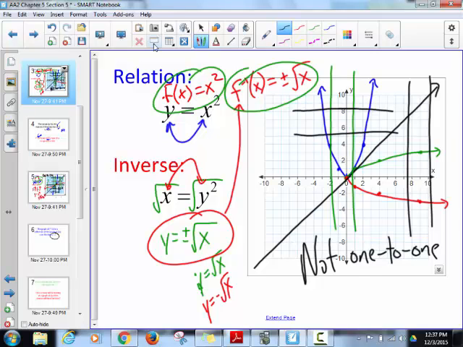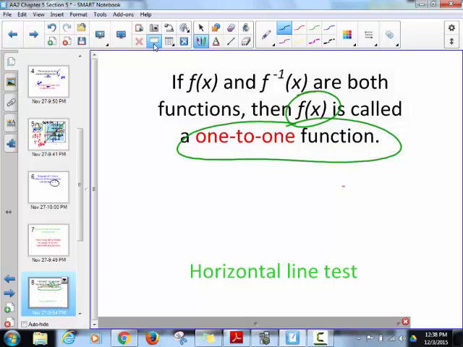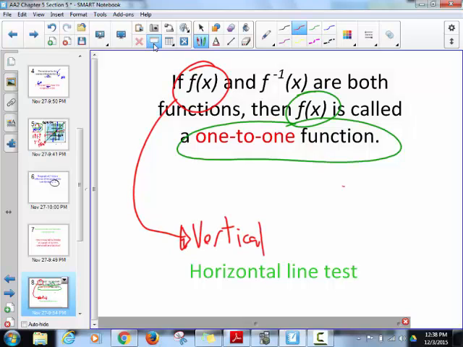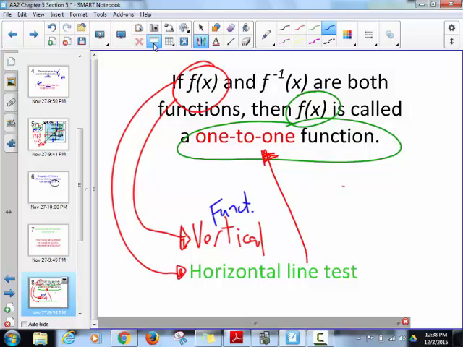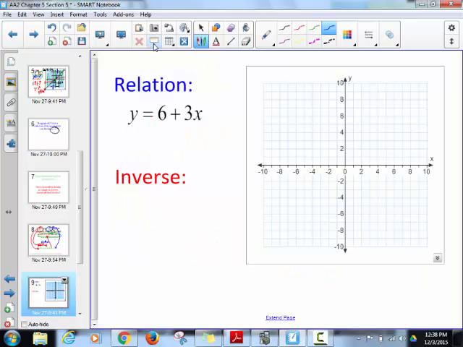So we should notice that your function needs to pass its vertical line test to be a function, first of all, and it also needs to pass a horizontal line test in order to be one-to-one. If it passes the vertical, it's a function. If it passes the vertical and the horizontal, then I know its inverse is also a function. So it's got to do both in order to be one-to-one. So let's do one more and let's decide.